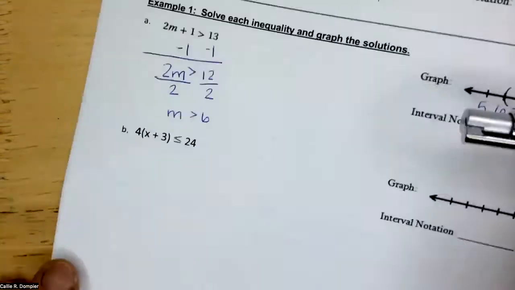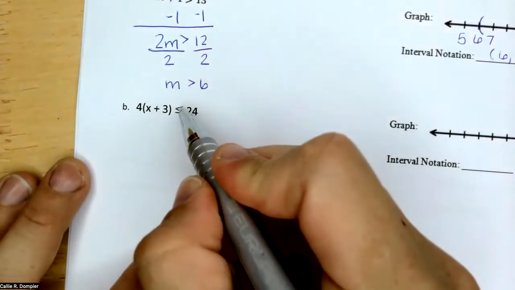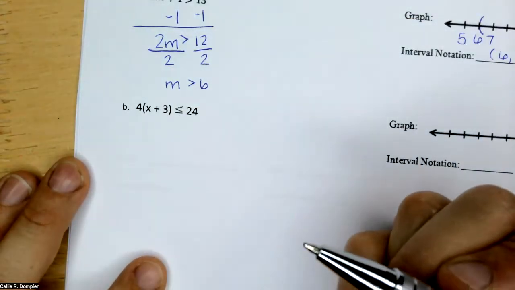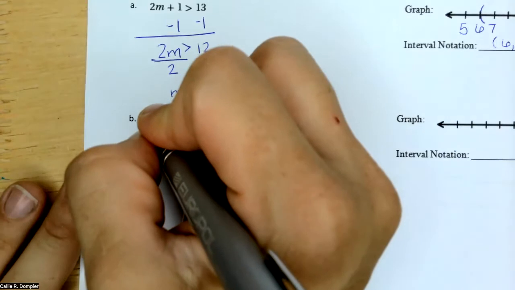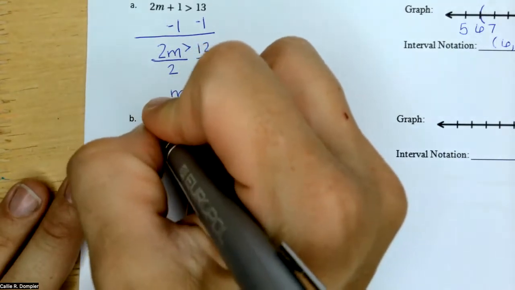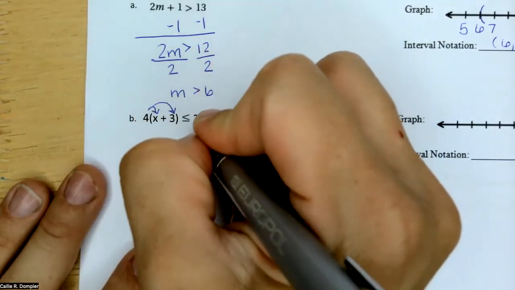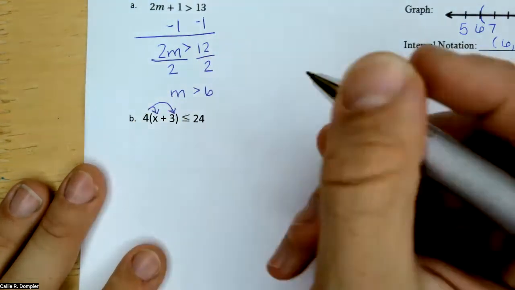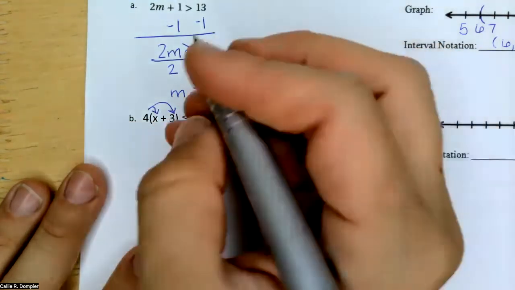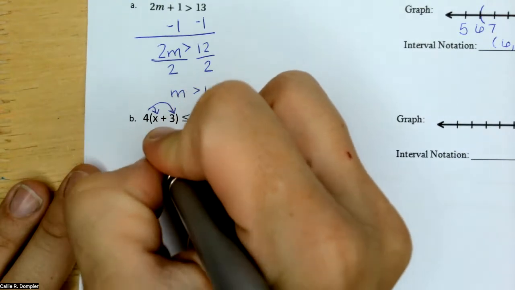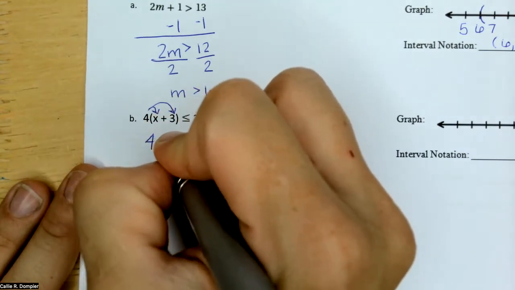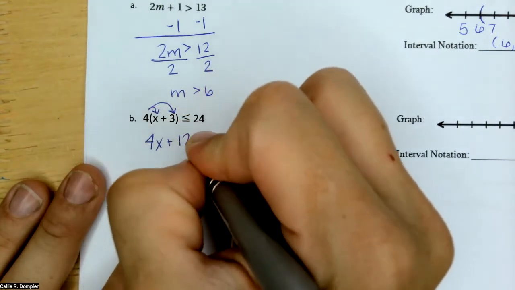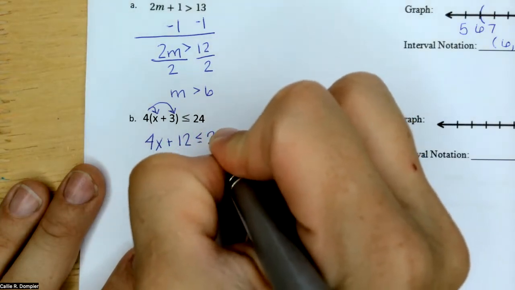Now we have 4 times the quantity x plus 3 is less than or equal to 24. First thing you want to do is distribute that 4, or you can take that 4 and divide the 24 and divide all this by 4. But the more common way to do this is to distribute the 4. So we have 4x plus 4 times 3 is 12 is less than or equal to 24.